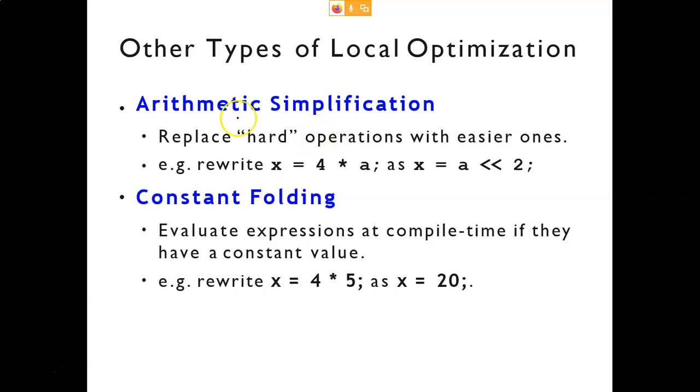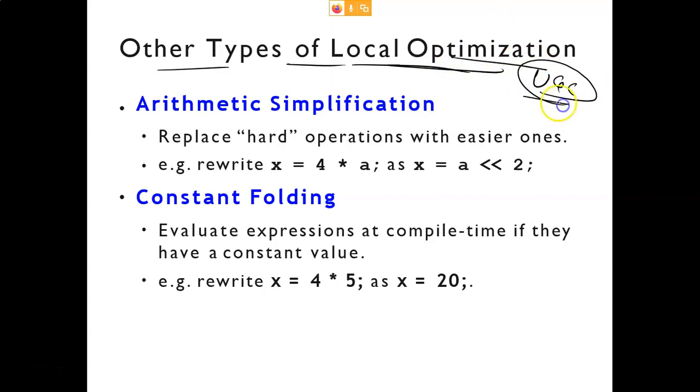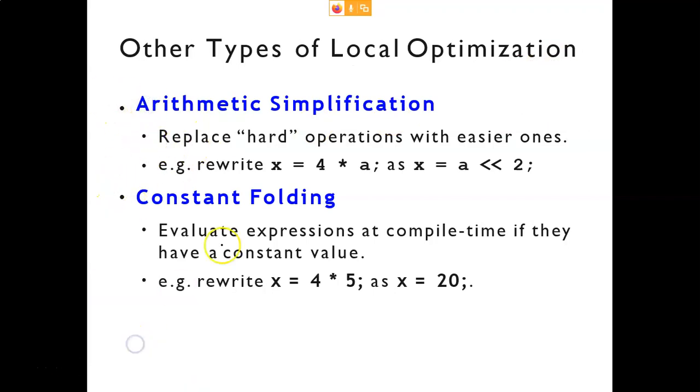Before we go further, we can see some other types of local optimization, which you may use in the UGC NET exam. In the UGC NET exam, they ask many times questions from these optimizations. I don't think in the GATE exam they are going to ask you questions from these optimizations, but we have something called arithmetic simplification. If you have some hard operation, then you can replace it with some easy statement.